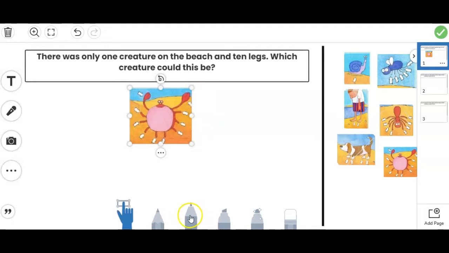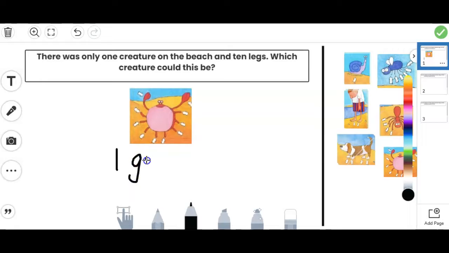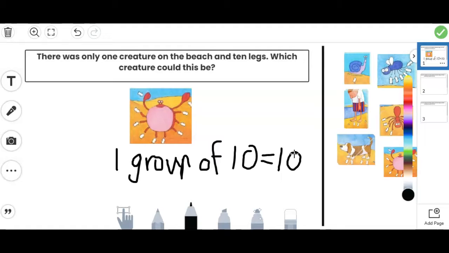And I've got one group, because there's just one crab, of 10. So one group of 10 is 10. Now I don't need to do any kind of addition for this one because there's nothing to add it to. It is just one crab, which is one group of 10, and it equals 10. But what other animals could it be? What other creature could it be that has 10 legs on the beach?